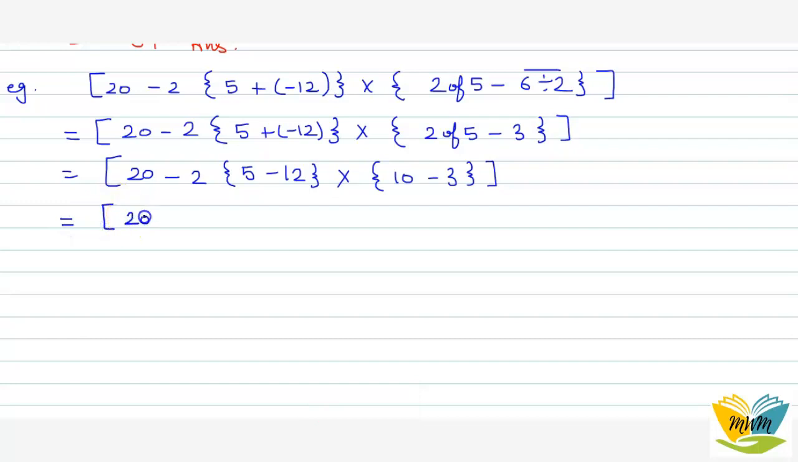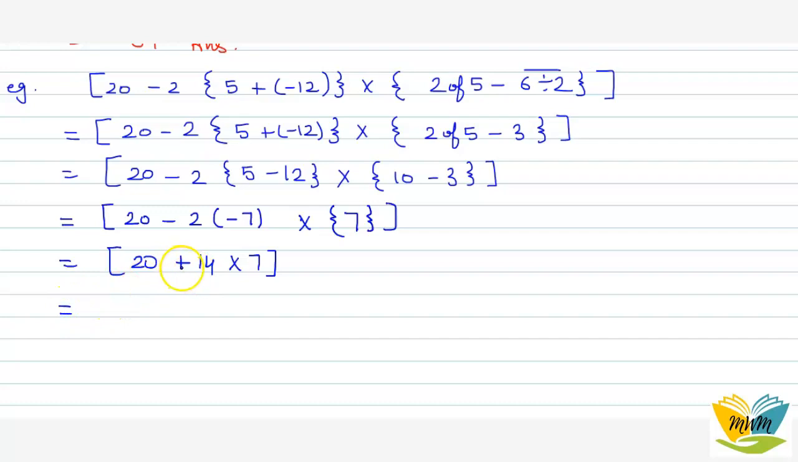Now 20 minus 2. Here in curly bracket 5 minus 12 is given. So 5 minus 12 is minus 7 multiply. 10 minus 3 is 7. Now 20 minus 2 is multiplied with minus 7. Minus 2 into minus 7 which is equal to plus 14 multiply 7.